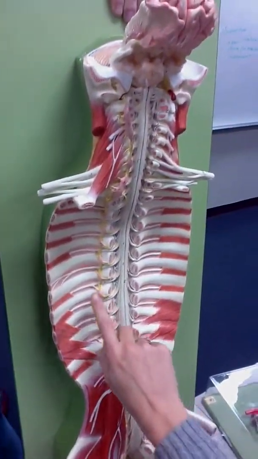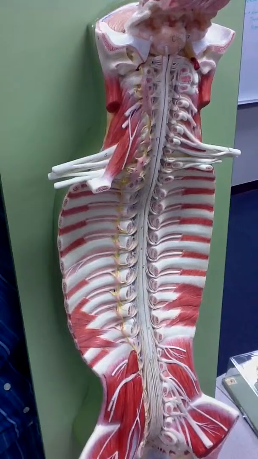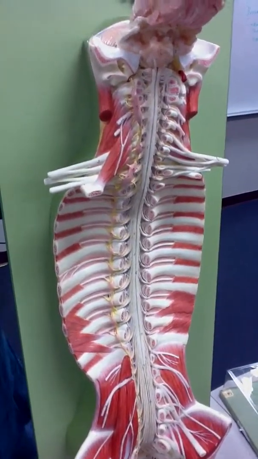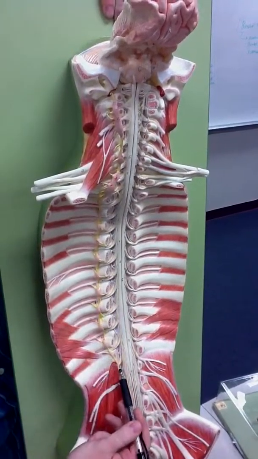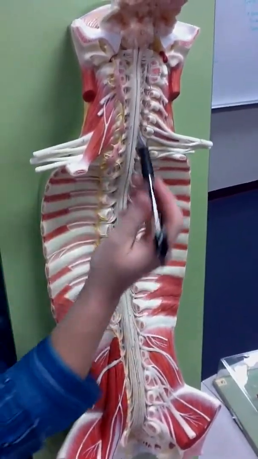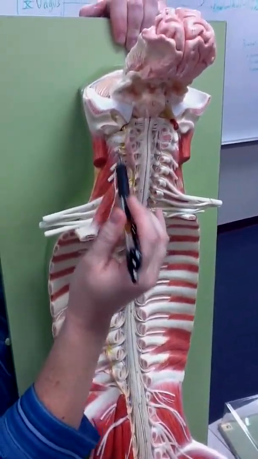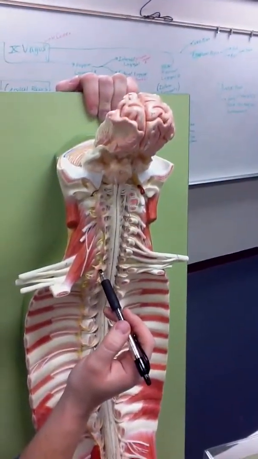How do you tell the difference between the white? White ones are wider, that's what I remember. Right, wider. So we have white rami communicants and gray rami communicants coming off the sympathetic chain between T1 and L2. Up here, we only have gray rami communicants: superior, middle, and stellate ganglia.